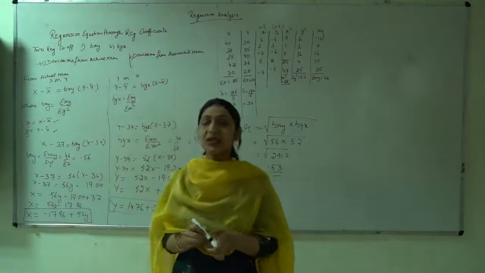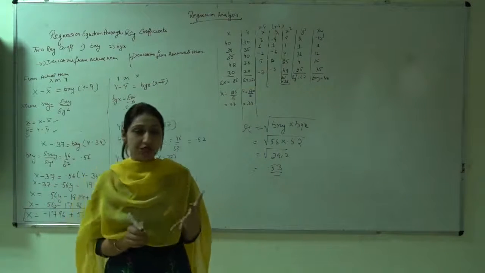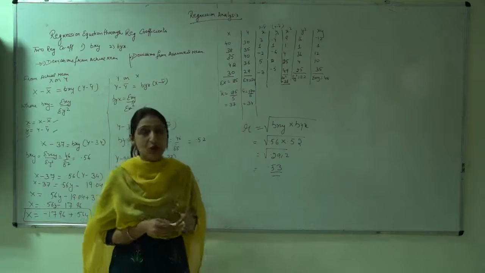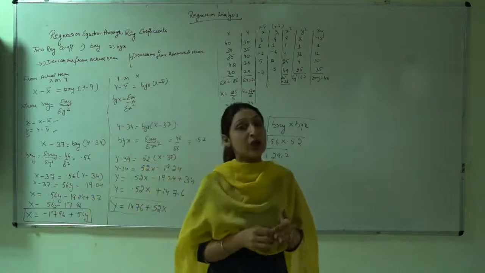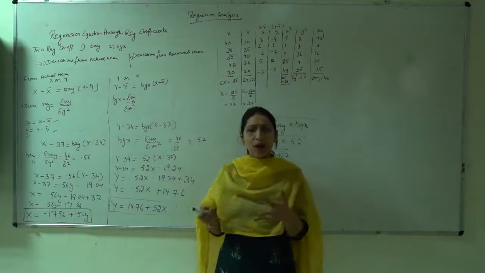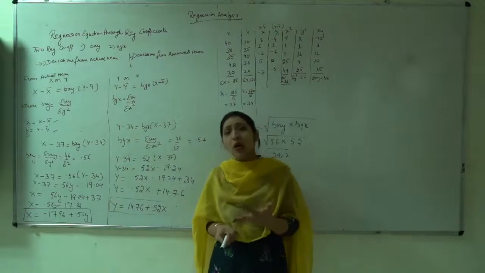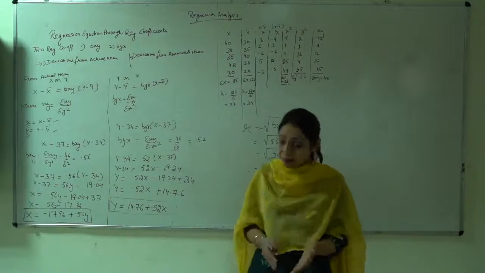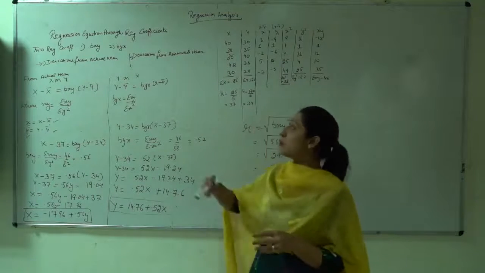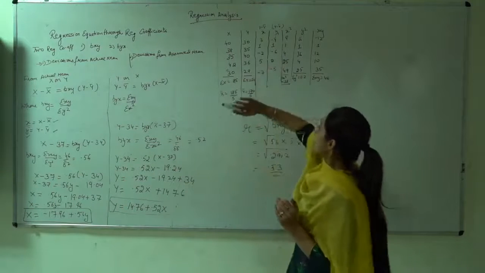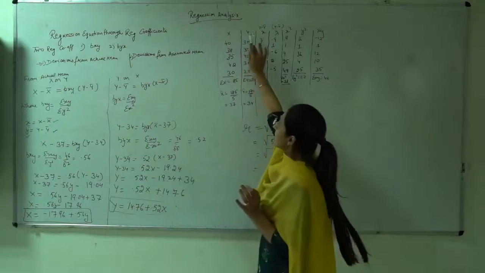Now, there are two cases where we can find the regression coefficients, with actual mean and assumed mean. The actual mean method we use when the actual mean is not in fractions. For example, if the actual mean is 30, 40, 50, it has to be a whole number. It should not be in fraction. If x bar or y bar is in fraction, then the method that we use is deviations taken from assumed mean.